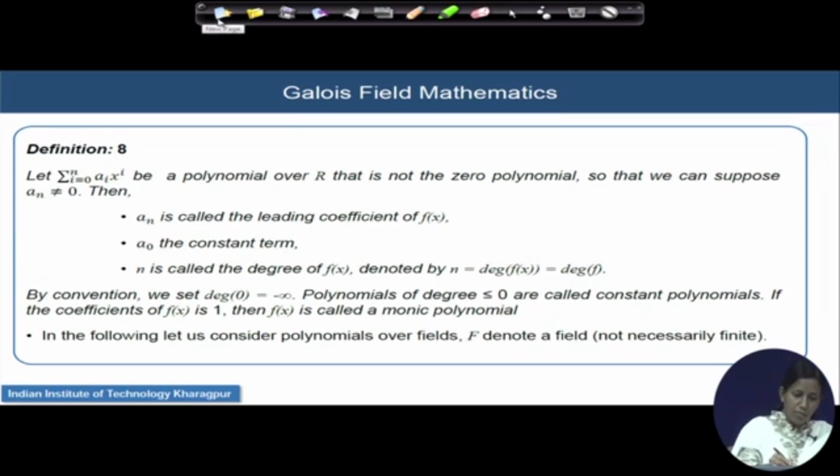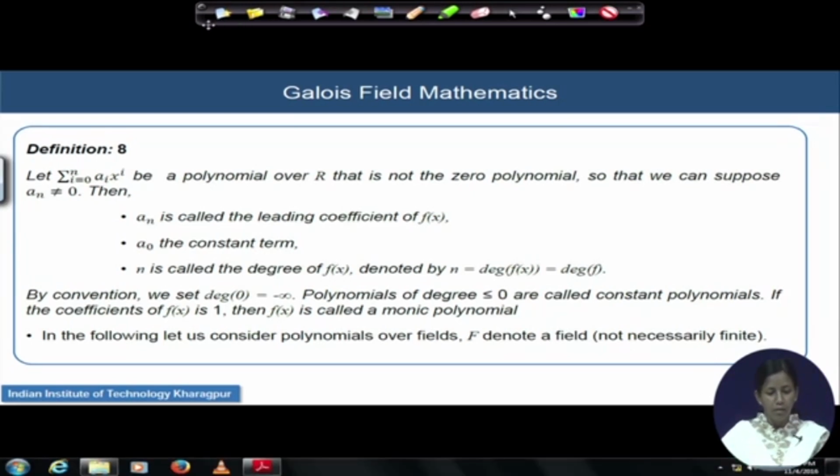Now, next definition. Suppose this is a polynomial summation a_i x^i going from i equal to 0 to n over the ring R. We also consider that it is not a zero polynomial. So, if it is not a zero polynomial, a_n is not equal to 0. Then this a_n will be called the leading coefficient and a_0 will be called the constant term.